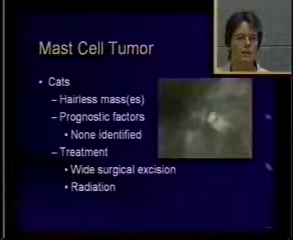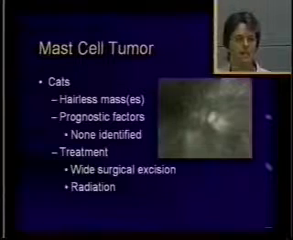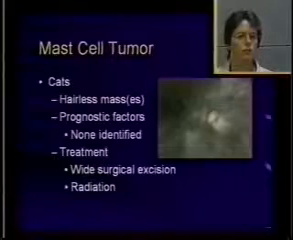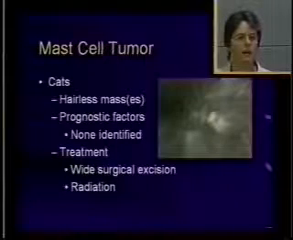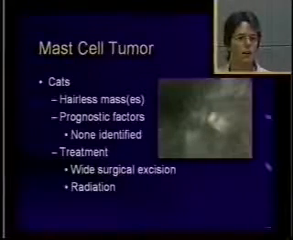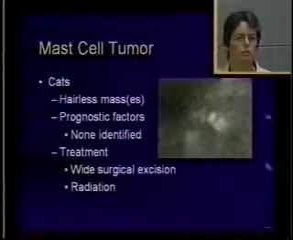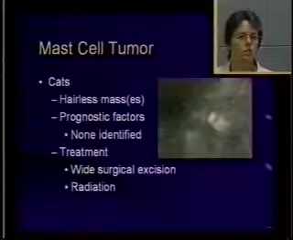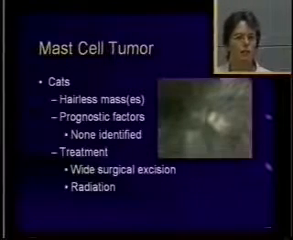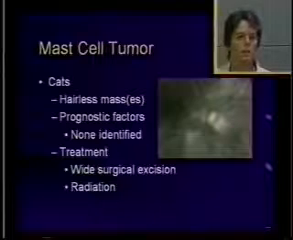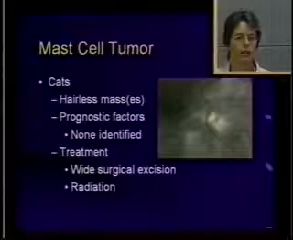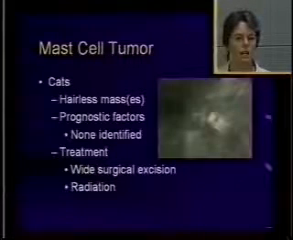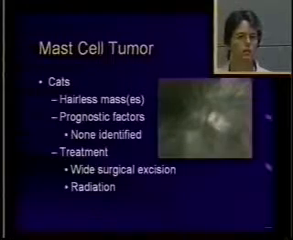In cats, mast cell tumors typically present as hairless masses. They're not all that common in cats. We don't really have a lot of information about their biologic behavior, and we have not identified any specific prognostic factors for mast cell tumors in cats. At this point, we make similar recommendations to dogs, but that's largely because we have very little information on the natural behavior of mast cell tumors in cats. And so again, we usually recommend wide surgical excision, plus or minus radiation, depending on whether that excision is complete.